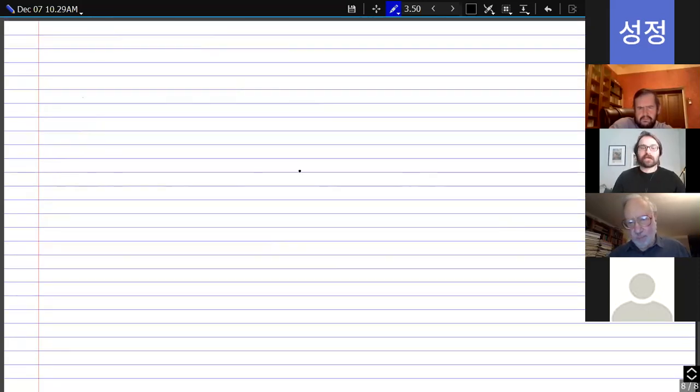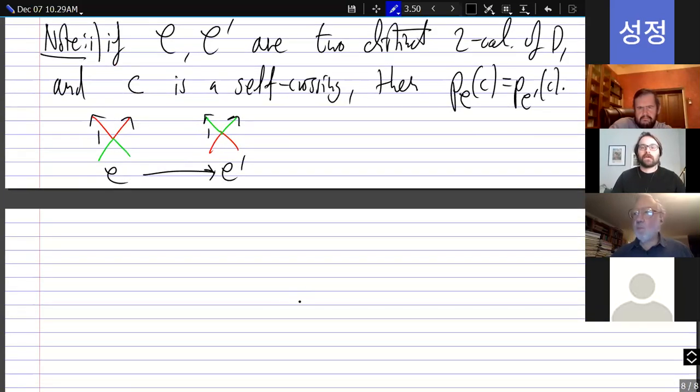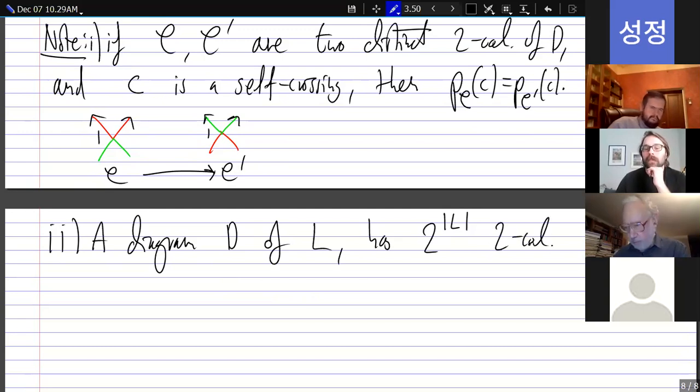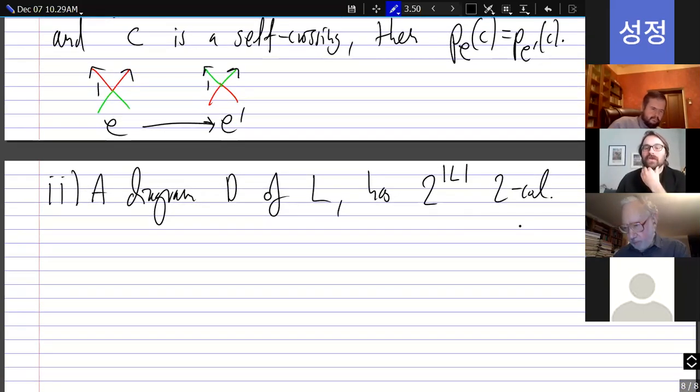And mixed crossings do though. Mixed crossings will change their parity if you flip. And the final thing to note is that we saw that a diagram D of a virtual link L has 2 to the number of link components of L 2-colorings. But it turns out for our applications, we only need half of them.